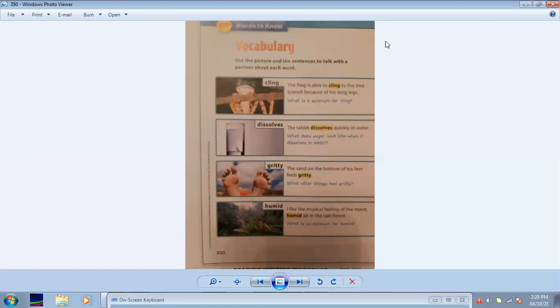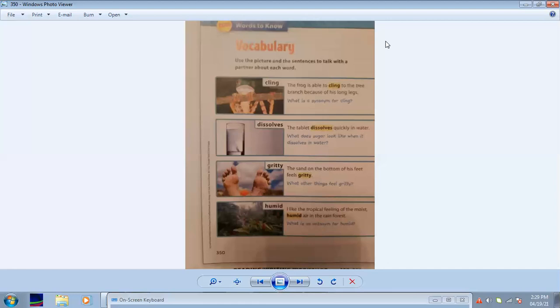Next, we have the word gritty, and we have some toes sticking up in the air. There is sand on the bottom of this person's feet, and it feels gritty. Gritty is when you go to the beach and you step in sand and you feel little bumpy rocks, tiny little rocks all over your feet. This is the rough feel of grittiness.